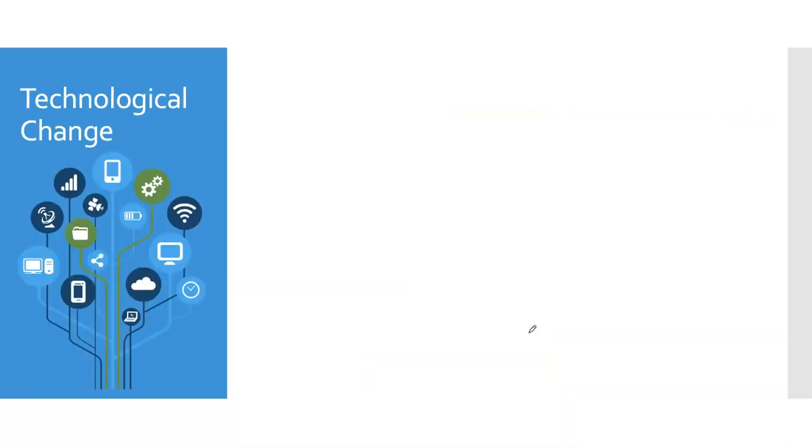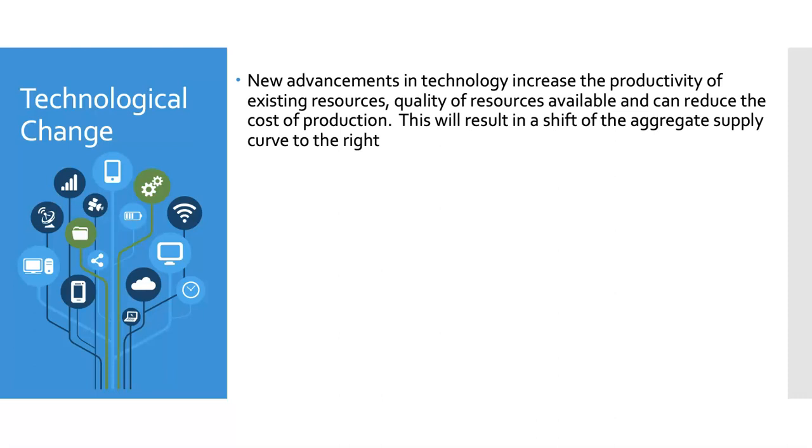Now, technology change is one where, as we recognize, new advances in technology, which have been significant in the last decades, change how goods and services are produced. This generally increases the productivity of the existing resources that we have. So essentially, we're creating better quality resources. We can make more, we're more efficient. So as technology improves, we're going to have a shift of the aggregate supply curve to the right, because generally we're going to have lower production costs. We can just make more of it.